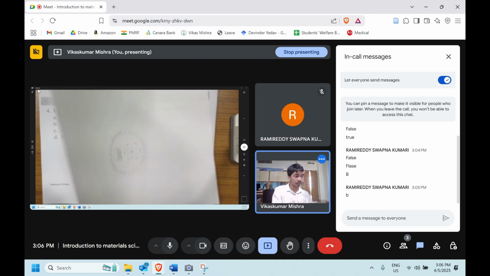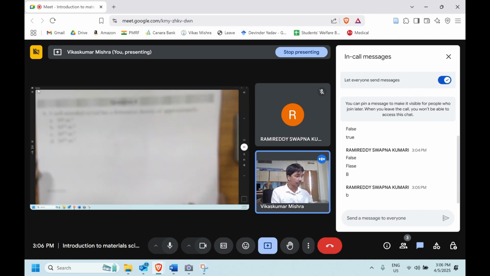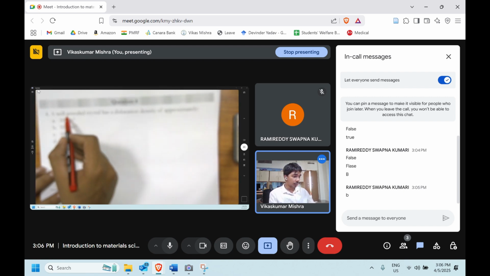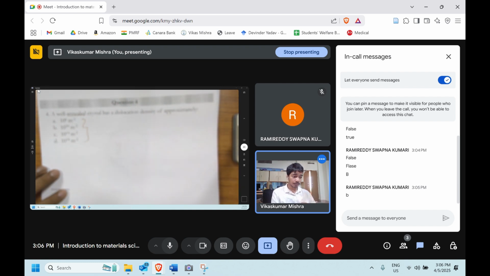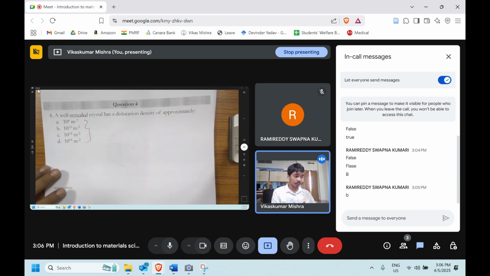Question number 4. Now it comes from the lecture itself. A well annealed crystal has a dislocation density of approximately what? The specimen is very well annealed. We heat it to the sufficient temperature which is required, and we hold it for a long time. That is the process of annealing we have discussed in the previous weeks. So for well annealed materials, they should have 10 to the power of n.